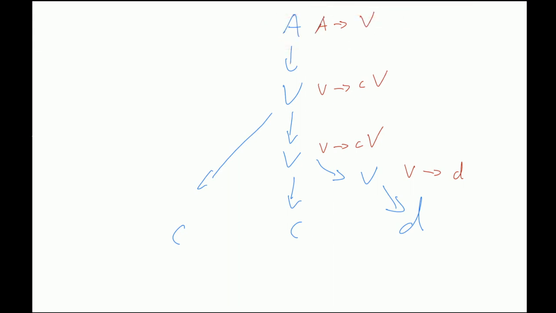So if I apply this production rule, I get V as a child. If I apply this production rule, I get C, V. I have another V here, so if I apply this production rule, C, V again, I get C, V. And with this V here, if I apply this production rule, I get V goes to D.